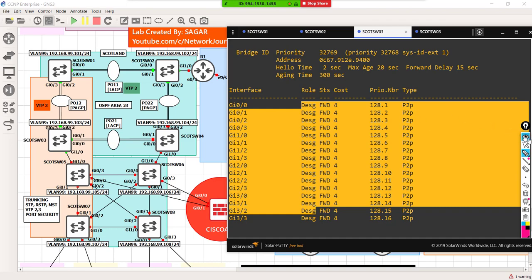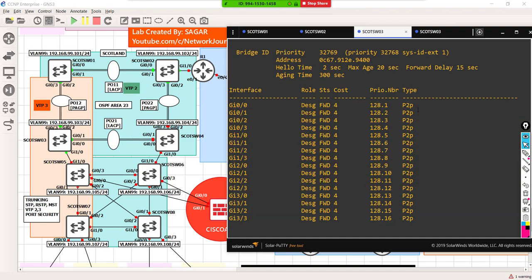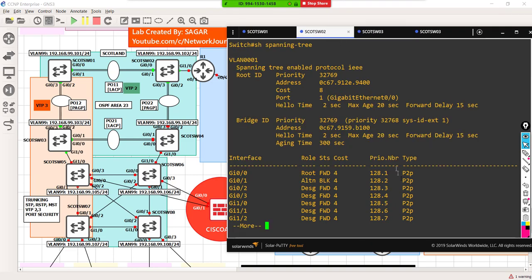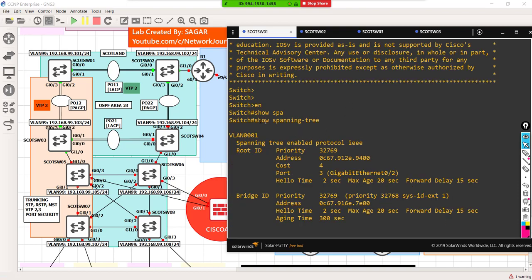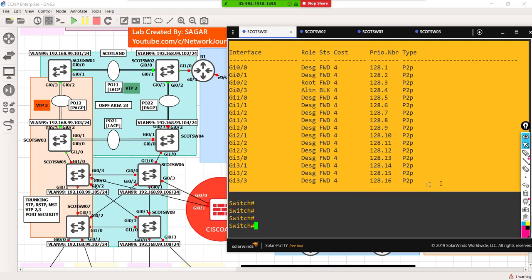And P2P is a medium. We will see a lot of mediums here. Like this is point to point. We can also see some shared medium. That basically depends upon the network design types. As of now they are all point to point. So this is a complete overview of spanning tree.